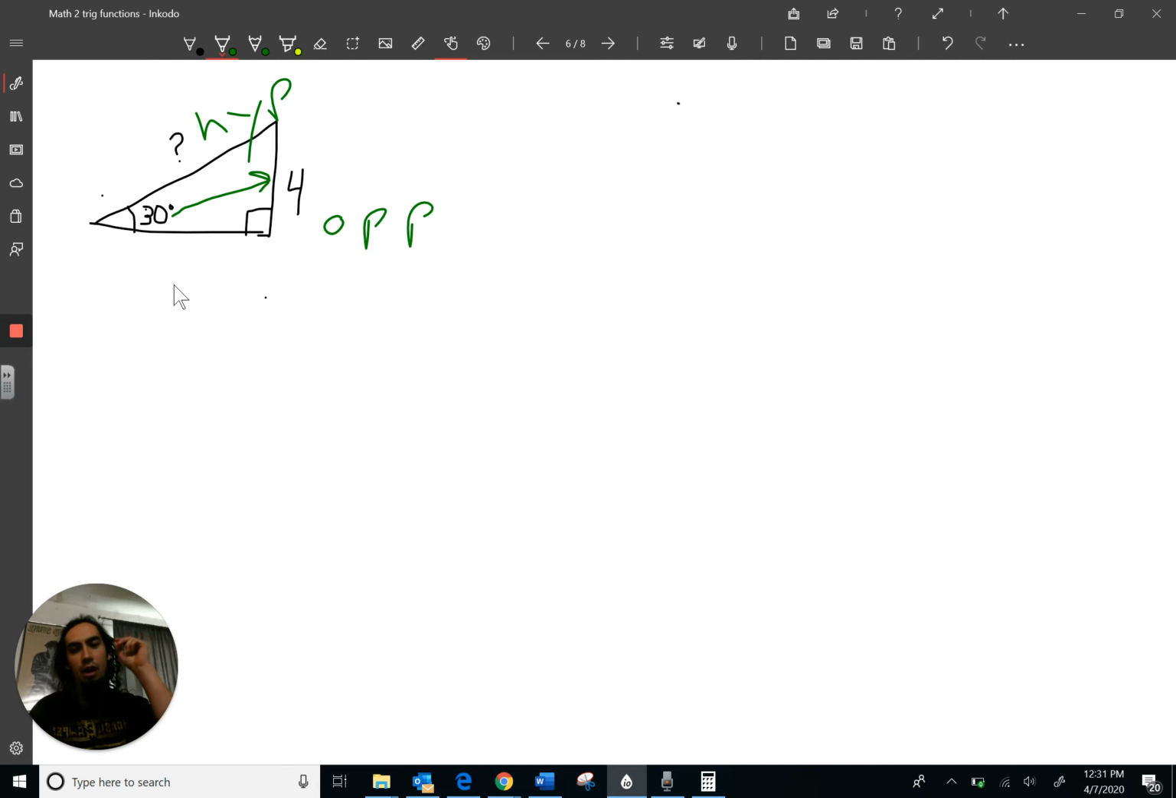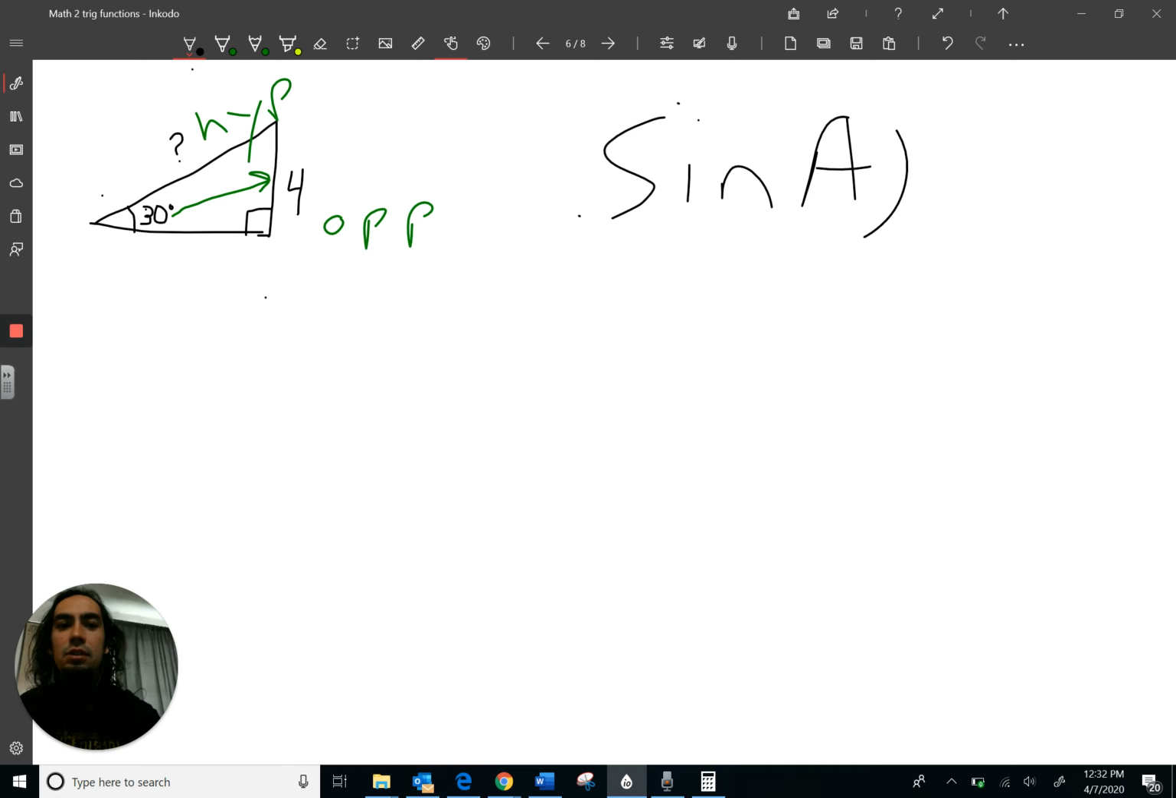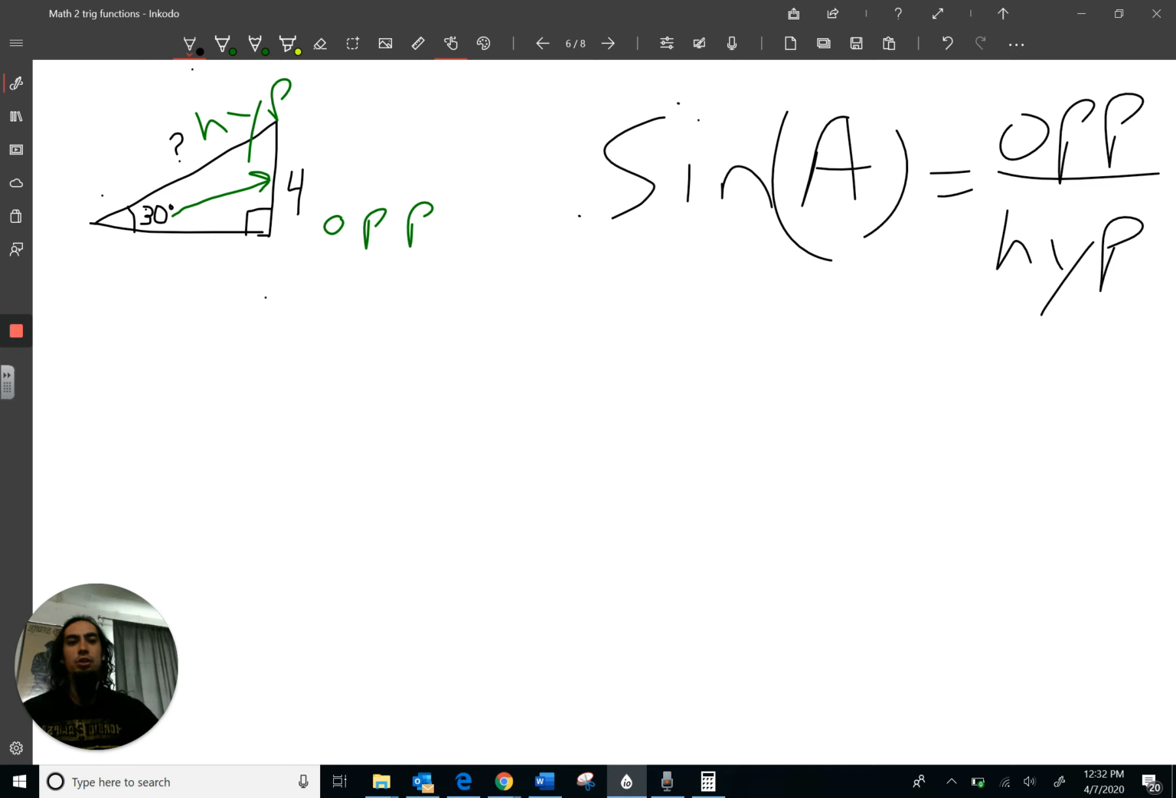Hopefully by now you've all memorized what sine, cosine, and tangent are. So if you're hearing opposite and hypotenuse, you should be thinking, which trig function is that? Well, that's sine. Sine of an angle is opposite over hypotenuse. And I'm just going to write op over hyp, my shorthand. So sine of an angle is opposite over hypotenuse. What's our angle? Well, our angle is 30. Okay, so I'm going to just plug that in. So I know that sine of 30 equals opposite over hypotenuse.